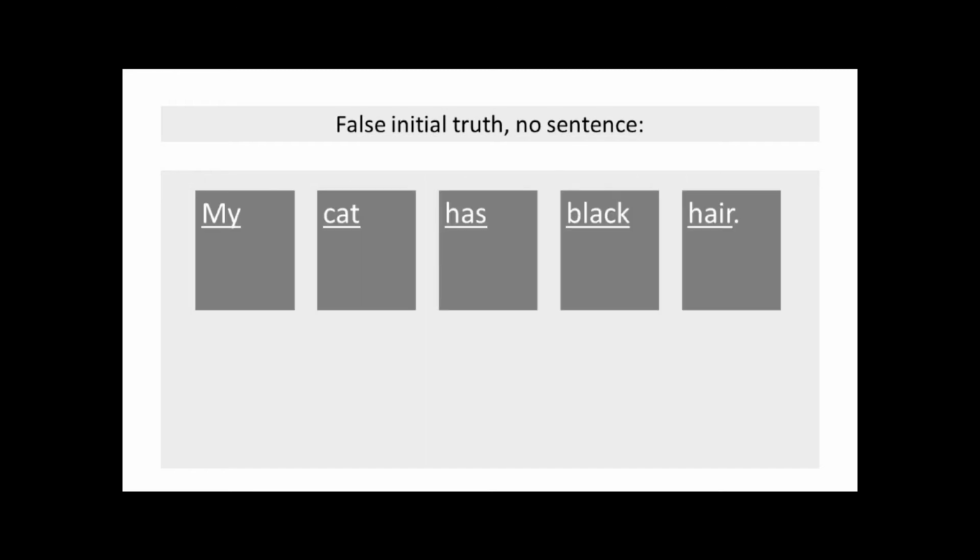Let's take a look at this example to see what happens when there is a false initial truth. Here we have a proposed sentence. My cat has black hair. Except the terms cat and black are initially false.